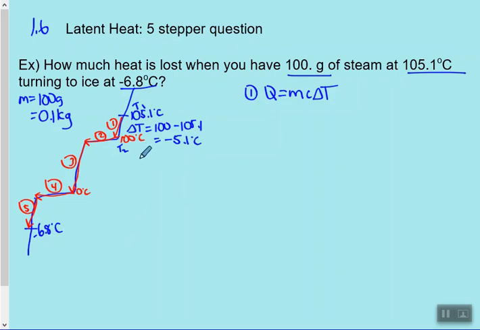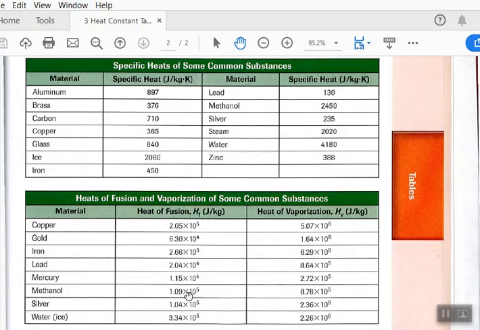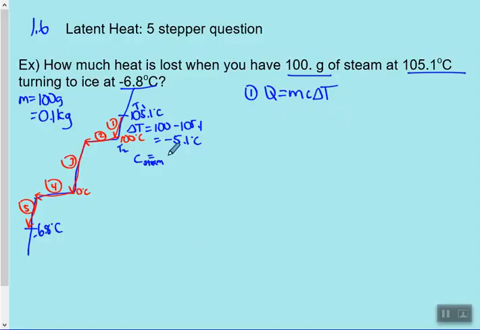Okay, so my change in temperature for my first leg of my journey is negative 5.1 degrees Celsius, and my C value for steam. Okay, so I need to make sure I'm looking up the C for steam because this is where I have steam. So here we go. Specific heats of common substances. Here we have steam. It's 2020. That's everything I need for my first step.